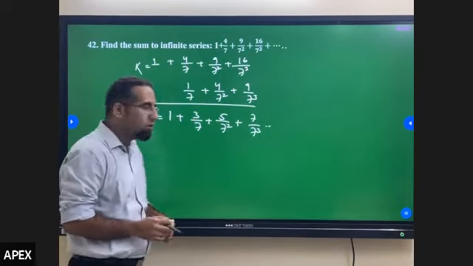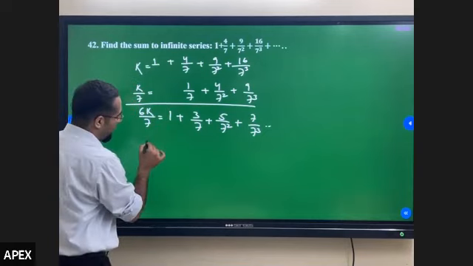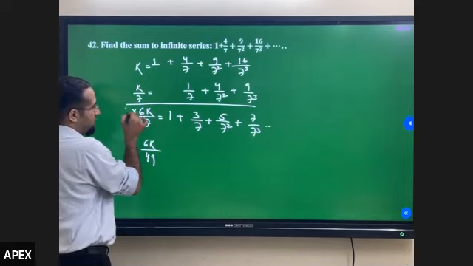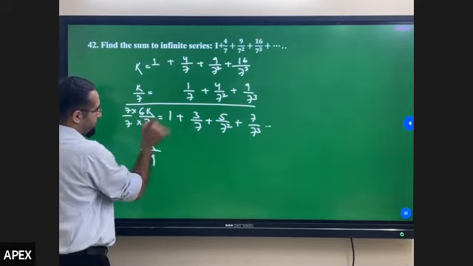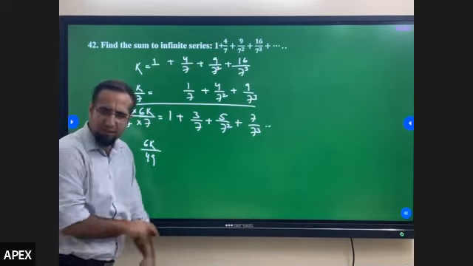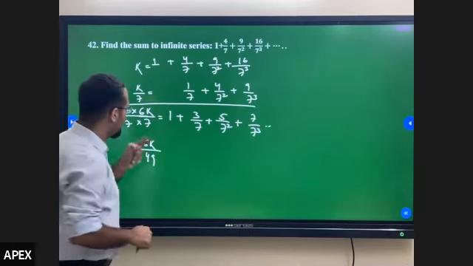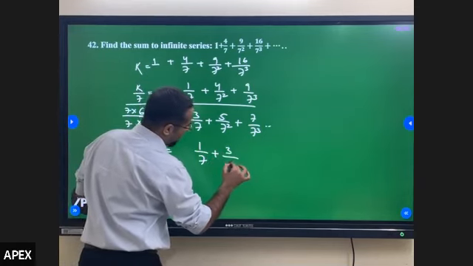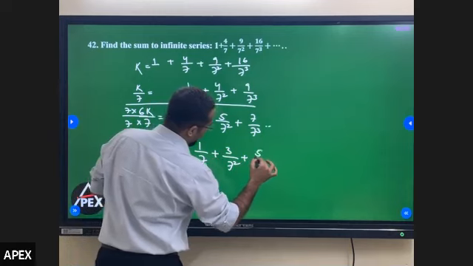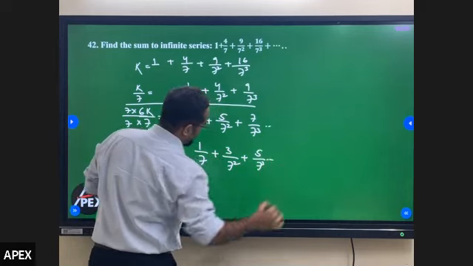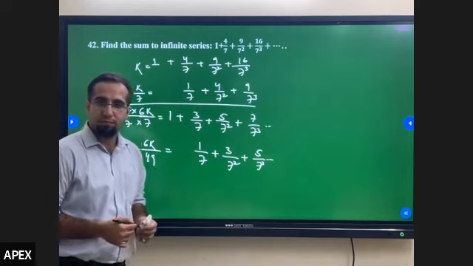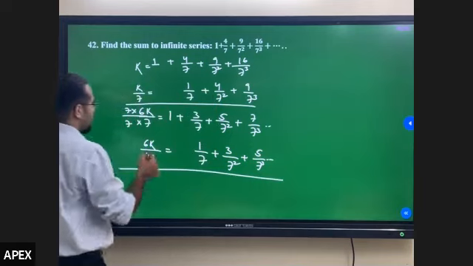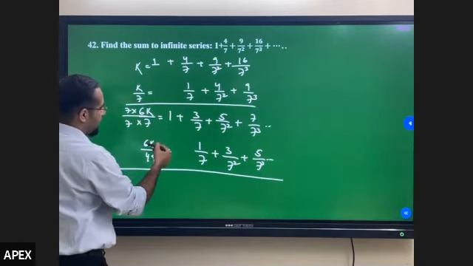One more layer down here. If I further multiply with 1 by 7, what do I get? I get 6k by 49. You can make it 7 into 7. Subtraction becomes easier because 49 is there. Okay, 6k by 49 will now give you 1 by 7 plus 3 by 7 square plus 5 by 7 cube, and so on. So finally, what do I get here? 42 minus 6. What is 42 minus 6?